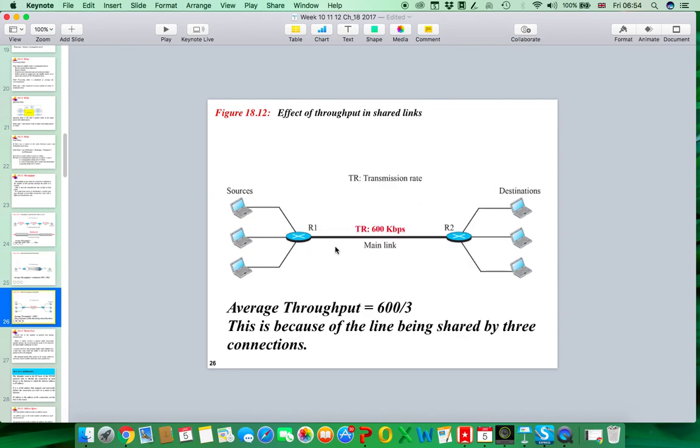Then we have this case where you're having a main link which is 600 kbps that is being shared by three sources sending to three destinations. So you're having three pairs really of source and destination. Okay, three pairs. So the average throughput in this case will be 600 divided by 3, which is 200 kbps for the three pairs of senders and receivers. Okay, and this is because this middle line is being shared by these three connections.